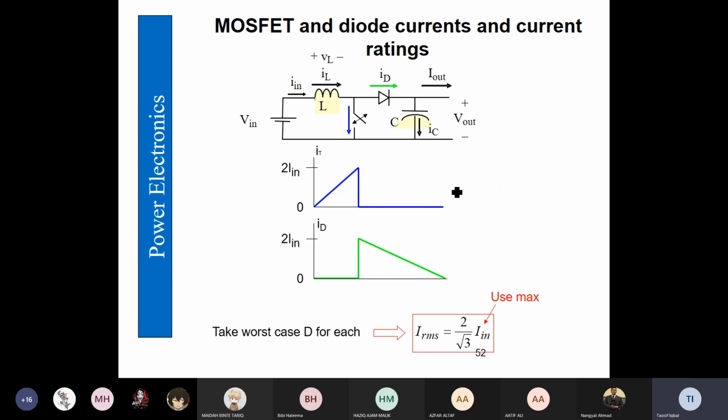Okay. So for the MOSFET and diode current rating, we'll just go for the RMS value of the inductor current, and in this case that is 2 by root 3 I in. Then obviously we take the safety margin. We keep in view that the peak is going to be twice the input current, and then we also need to have a safe margin. Therefore the diode and MOSFET current rating could be very high compared to the inductor current.